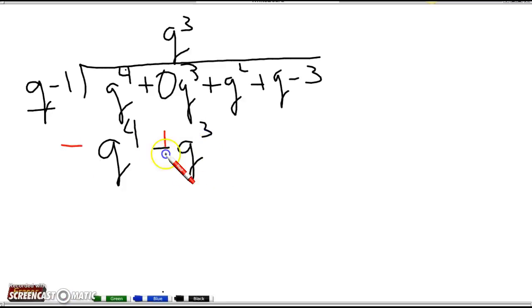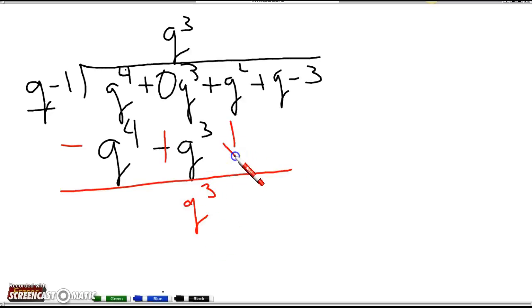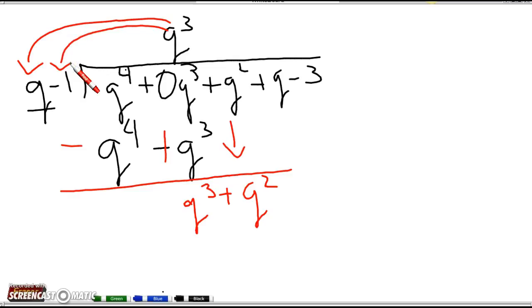I'm going to go through and subtract now. And I get q to the third plus q squared. So let me make sure I did that right. q times q to the third gives me q to the fourth, and q times 1 gives me minus q to the third. I bring down, I subtract, and that turns to a positive, so I get positive q to the third plus q squared.